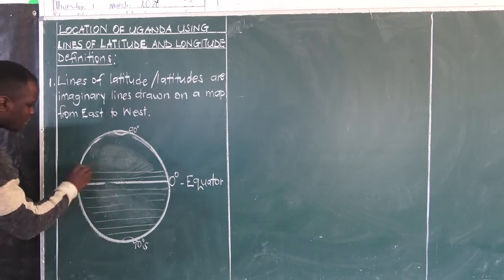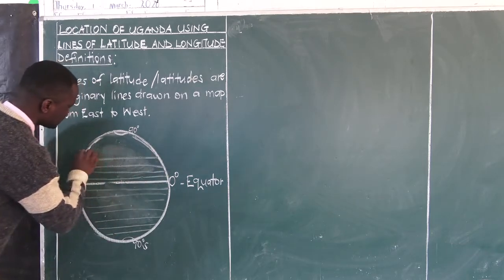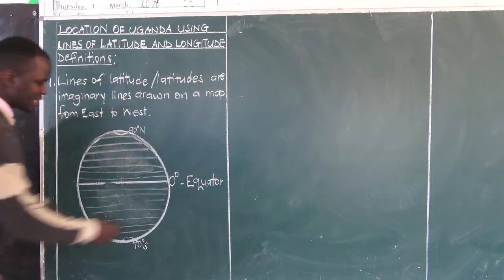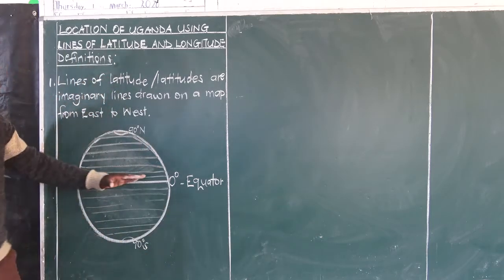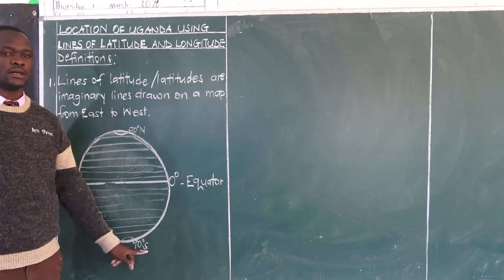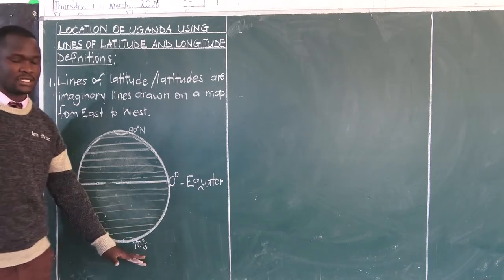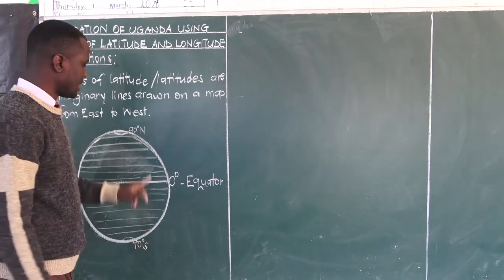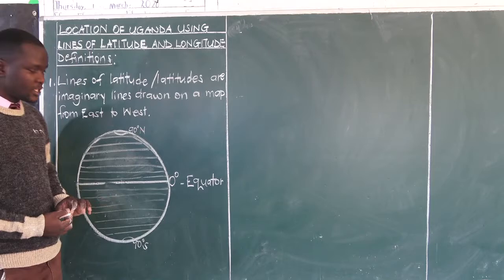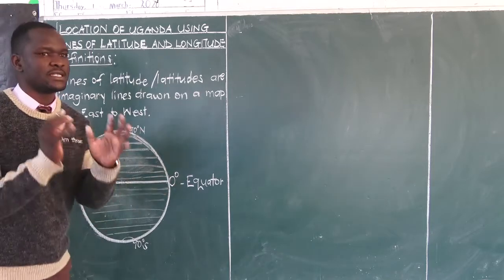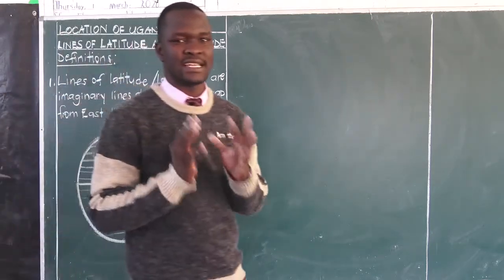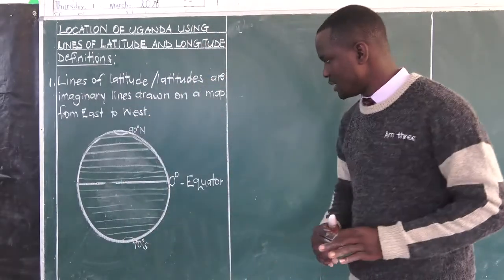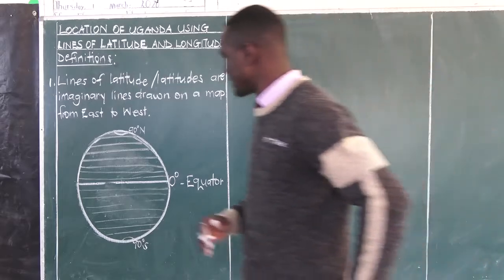Remember this now: south. All the ones which are going up this way are numbered in degrees where? North. Whereas the ones down are numbered in degrees south, meaning they fall on the southern part of the equator. So the equator is marked 0 degrees because it is the starting line for measuring other lines of latitude. That is how simple we can understand that.